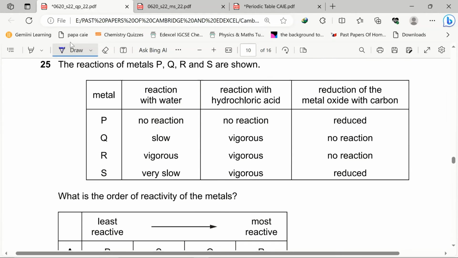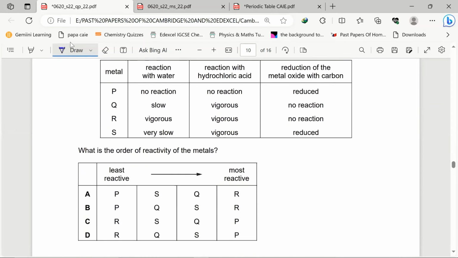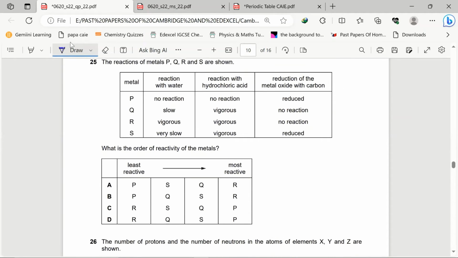25. The reactions of metals P, Q, R, and S are shown. We have reaction with water, reaction with hydrochloric acid, and reduction of metal oxide with carbon. What is the order of reactivity of the metals? For reaction with water, we can see no reaction and no reaction. So P should be least reactive.